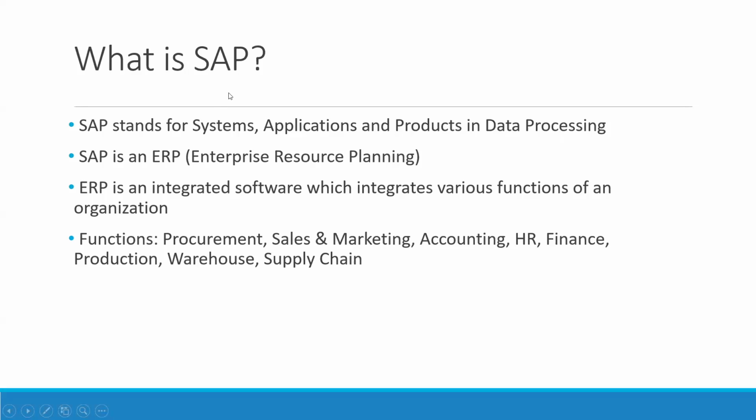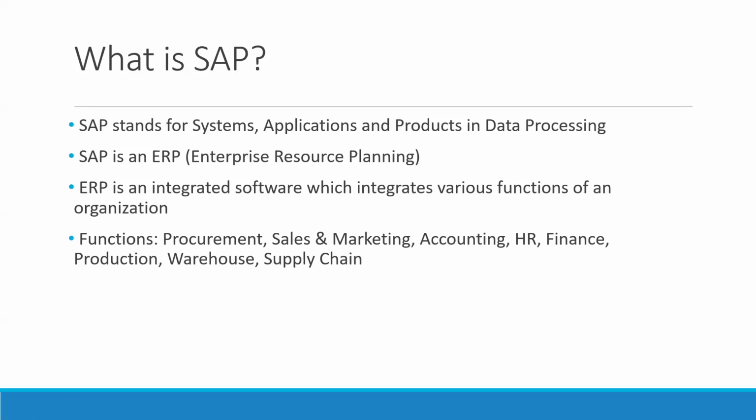SAP is an ERP system. Now, what does ERP exactly mean? ERP is Enterprise Resource Planning. So, enterprise is your company or your organization, and we have resources like men and machines, which are the resources for the company. So, if I have a company and I have resources, I need to plan them accordingly, right?